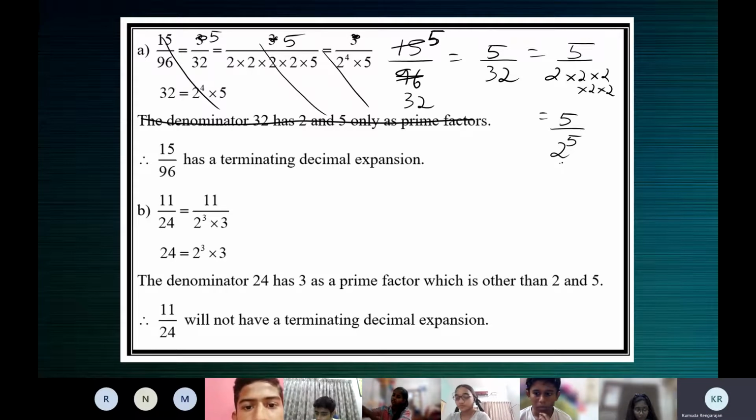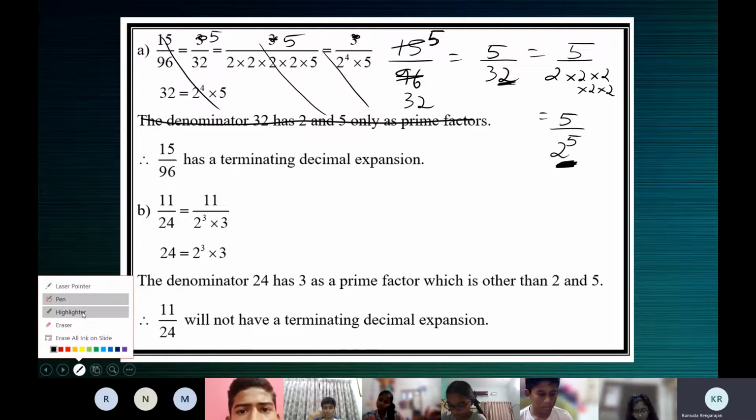So you can see here the denominator 32 has prime factor only 2. It's okay. 2 alone can be there or only 5 or both 2 and 5. So the given rational number has a terminating decimal expansion.